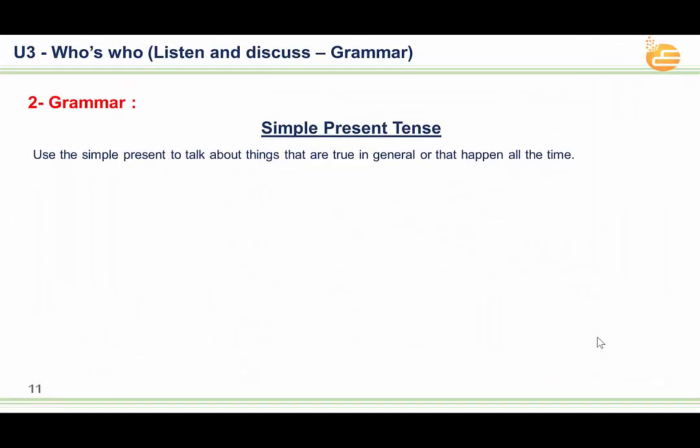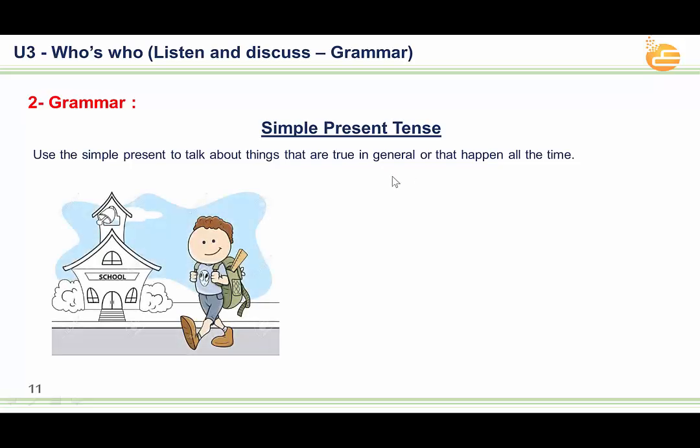Very nice. Let's continue. Now we will start with number 2, the second part. We have grammar now. This grammar talks about the simple present tense. So now we will learn about the simple present tense. We use the simple present tense to talk about things that are true in general or that happen all the time.